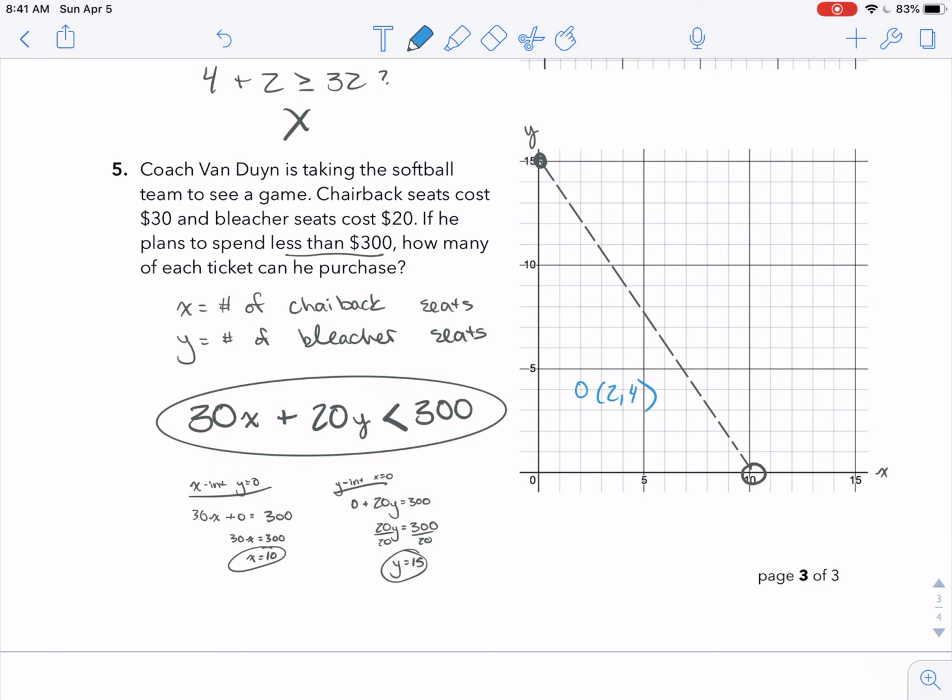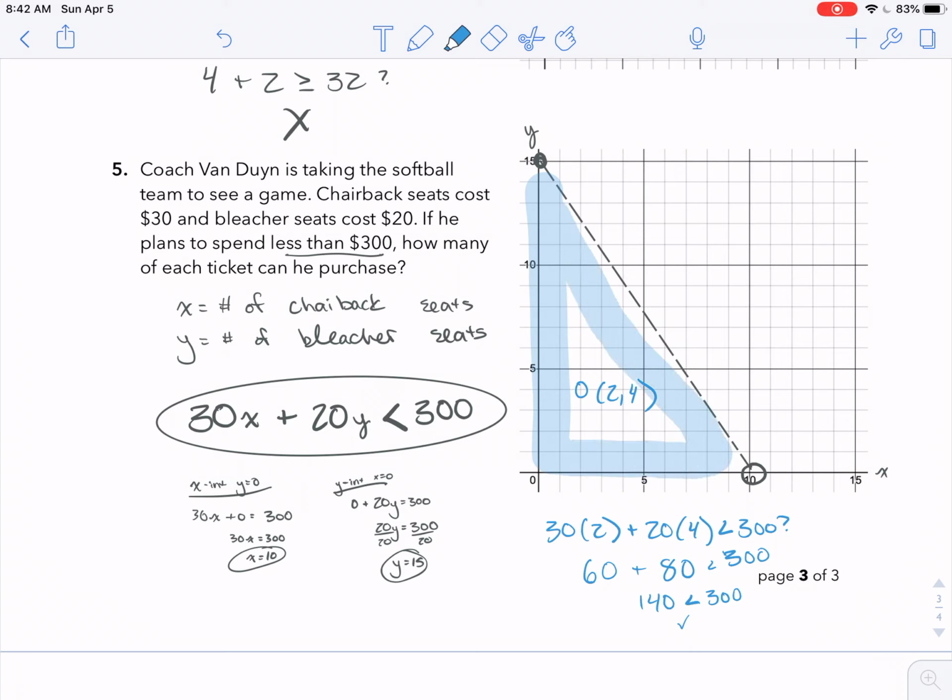2, 4. Sure. Is it true that 30 times 2 plus 20 times 4 is less than 300? Well, 60 plus 80 is less than 300 because 140 is less than 300. So yes, that's true. So we will go ahead and shade this side of our line. Ta-da! Now this graph represents all the possible combinations of seats that Coach Van Dyne can buy.